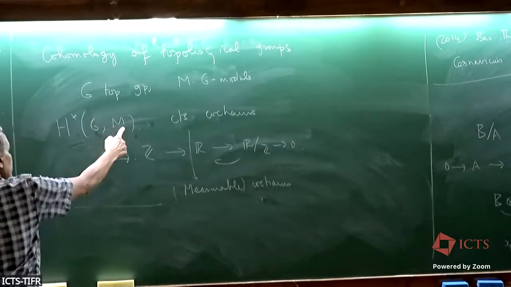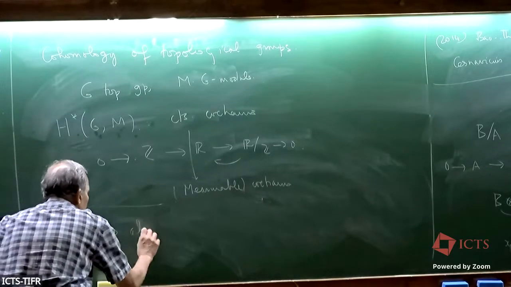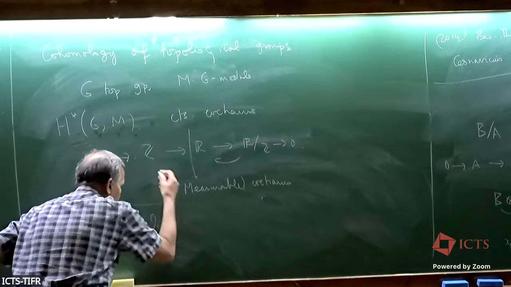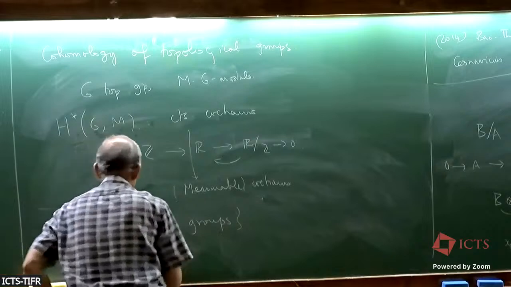So the idea is, if I'm looking at, say, topological abelian groups or G modules, this category is not abelian.